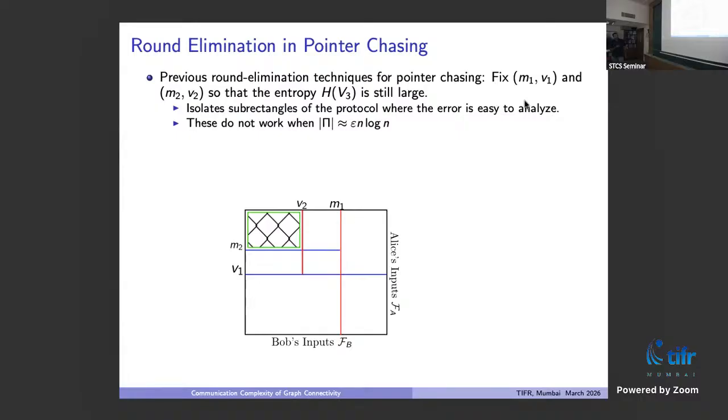And now, to show that the entropy of V3 is large, you look at this rectangle. And we say that in this particular rectangle, which is typical for the protocol, the entropy of V3 is large, and therefore they should make errors.